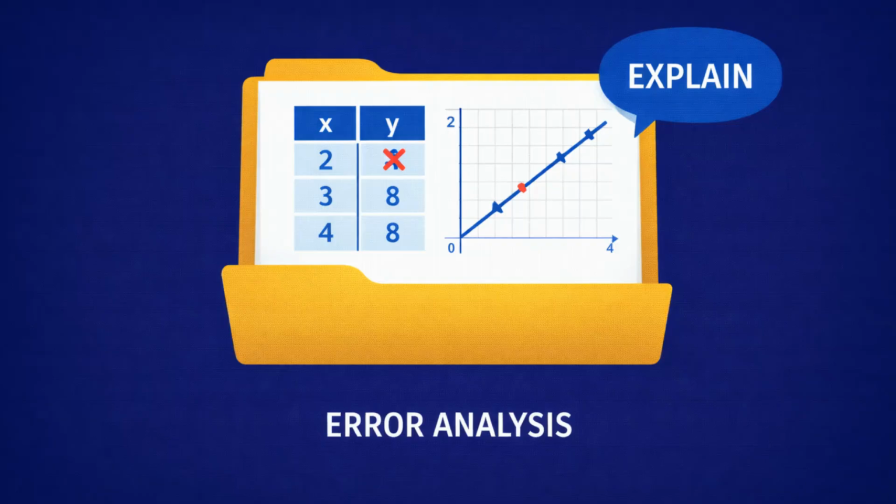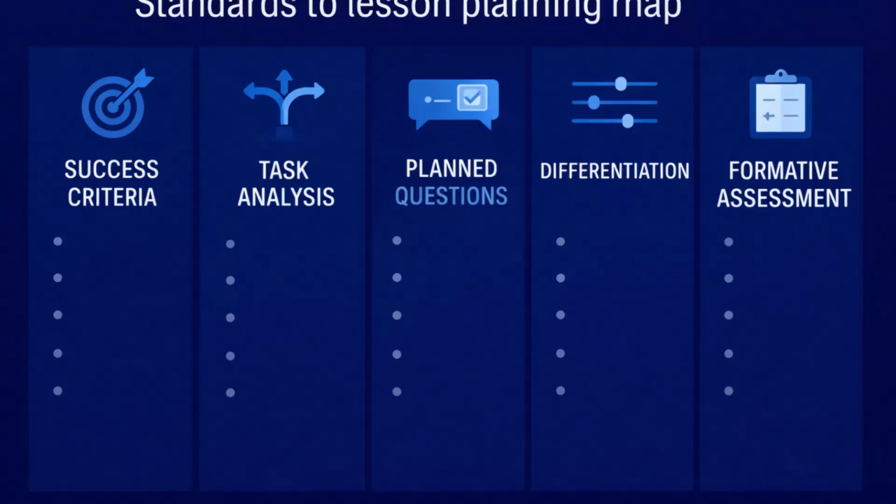This planning process produces concrete math teacher artifacts. A one-page standards to lesson planning map. A set of student-facing success criteria focused on reasoning and precision. Task analysis notes identifying mathematical decision points. Planned questions that press for justification and connections. A differentiation plan that preserves the same mathematical goal. Informative assessment prompts that surface understanding, not just answers.